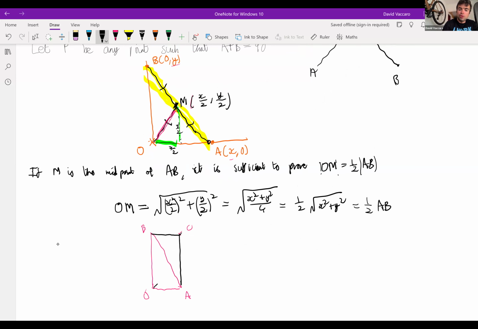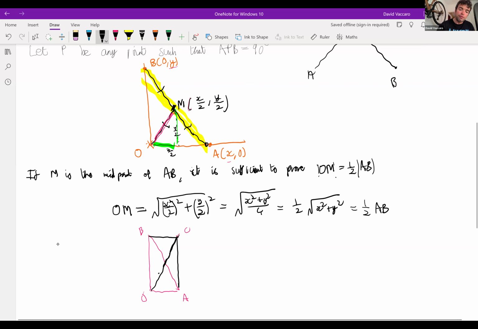And then if I draw the other diagonal, it's geometrically obvious, it's just a little bit of congruent triangle chasing, that the two diagonals of a rectangle by symmetry just cross and bisect one another. So all four of those lengths are equal. And if all four of those lengths are equal, that means that they all lie on a circle with centre M. So they all lie on a circle with diameter AB.